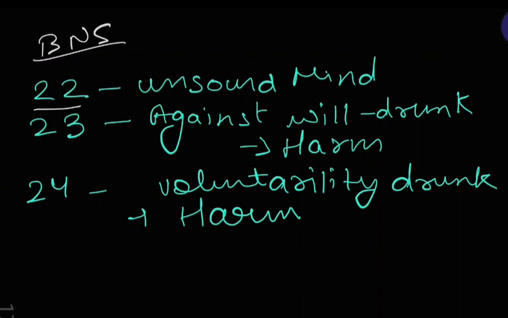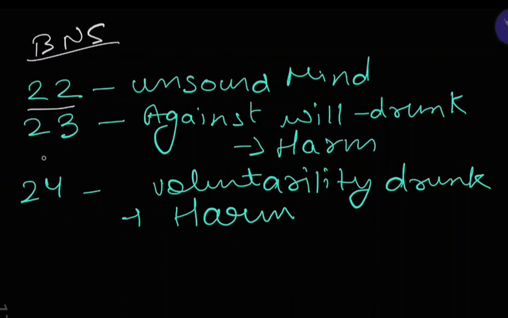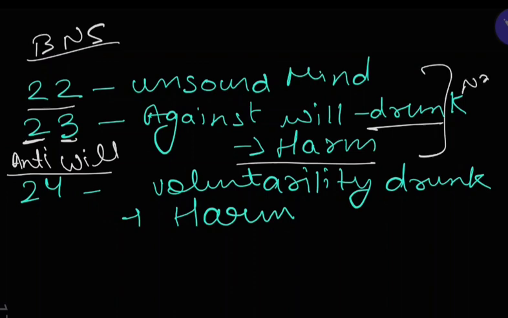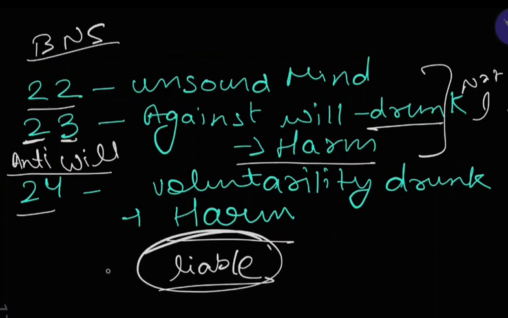Then next is BNS 23. 23, so we can see that it's 2, right? 2 we can remember anti, and 3, if we write it like this, it's W, anti-will. If someone got him drunk against his will and then that person did harm, again he is not liable. Then BNS 24, a person voluntarily got drunk and then he caused some harm, then that person will definitely be liable for the harm he did.